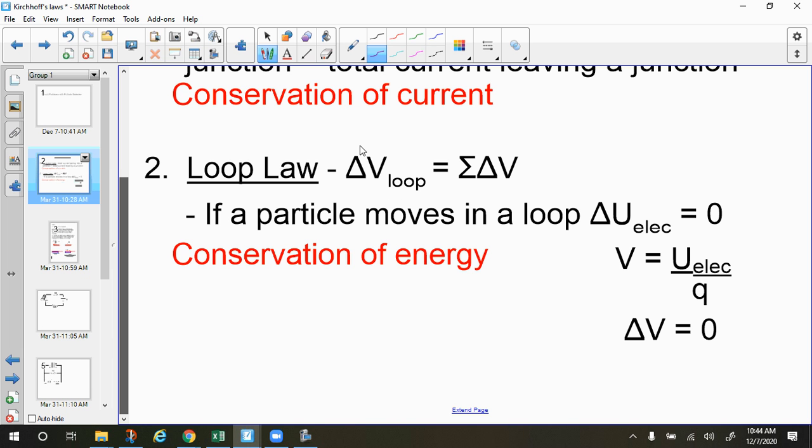We know that the delta V of the whole loop is going to be the total delta V, and if we think about a particle traveling in an entire loop, it's going to start and end in the same place in the circuit, so its electric potential energy would be the same in the beginning and in the end, so the change in electric potential energy is 0. We also know that potential is equal to electric potential energy divided by charge. So if we divide that by charge, then we know 0 divided by the charge, we just get 0. So our delta V for any loop is 0, and that's conservation of energy.